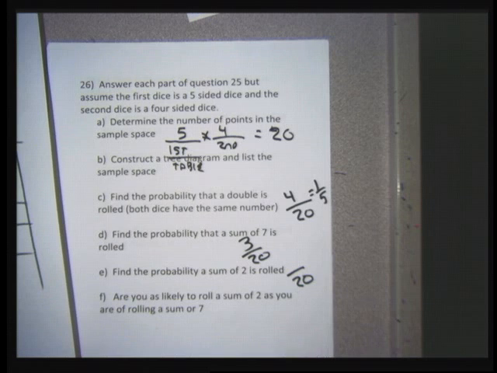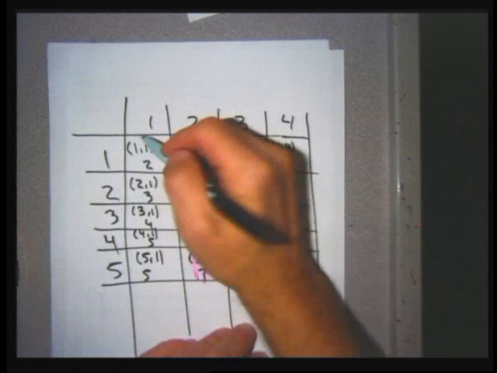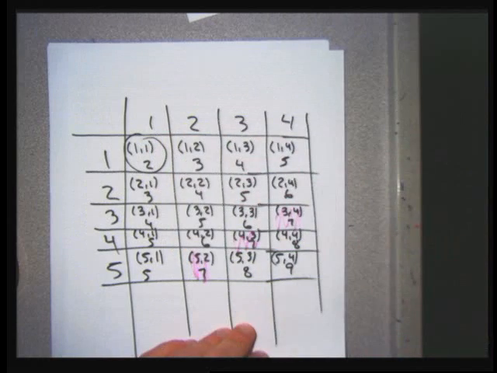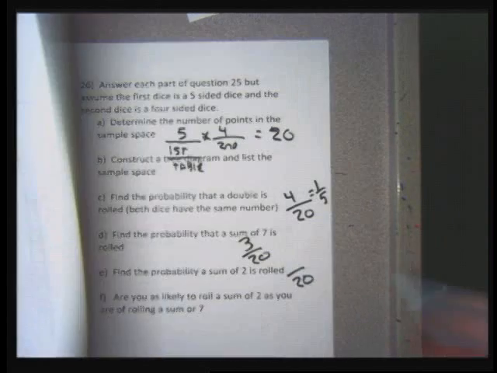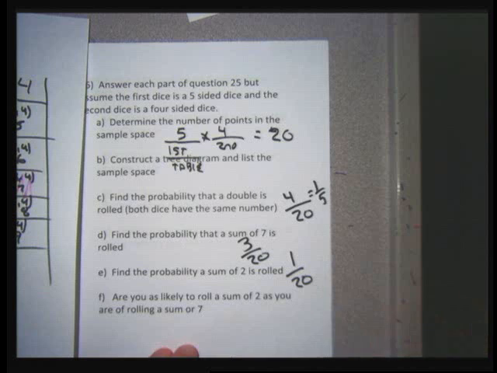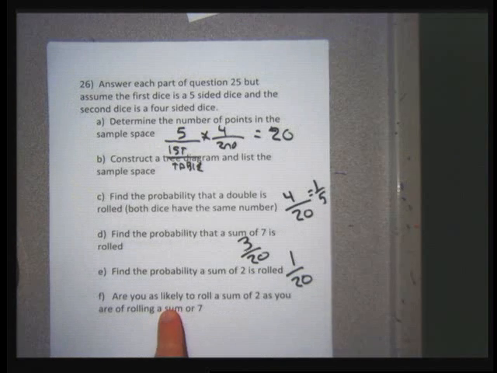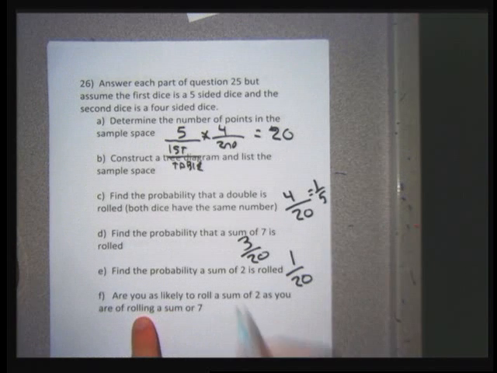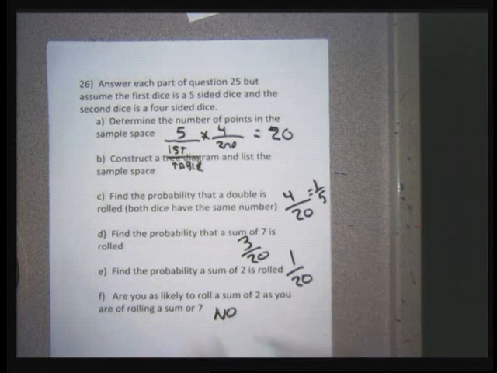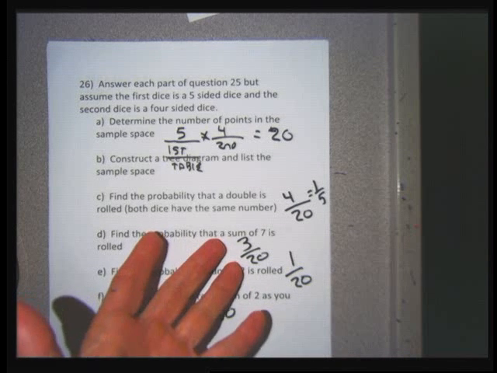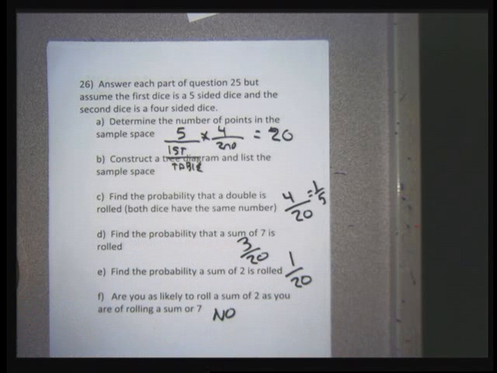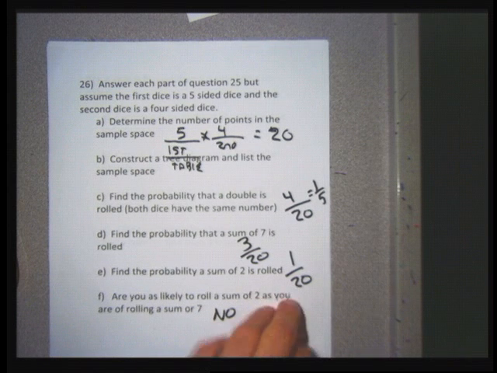Part E, find the probability that a sum of 2 is rolled. In my sample space, there's only one sum of 2. So the numerator for that probability is going to be 1. The probability that I get a sum of 2 is 1 in 20. And then part F, are you as likely to roll a sum of 2 as a sum of 7? No. I'm more likely to roll a 7. There's 3 ways to get a 7, but only 1 way to get a 2. So I'm less likely to roll a 2 than I am a 7 in terms of the sum.